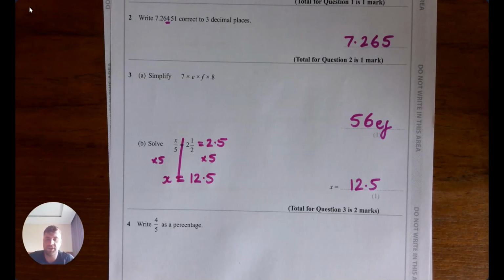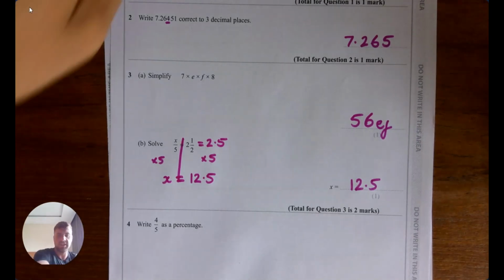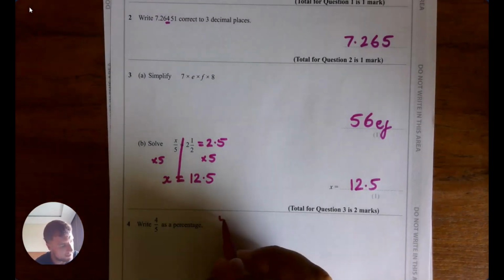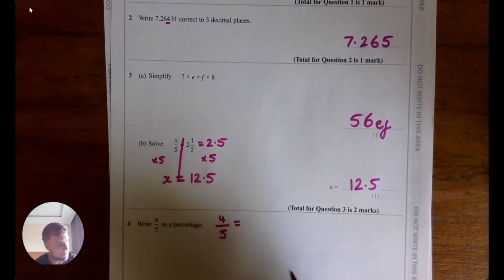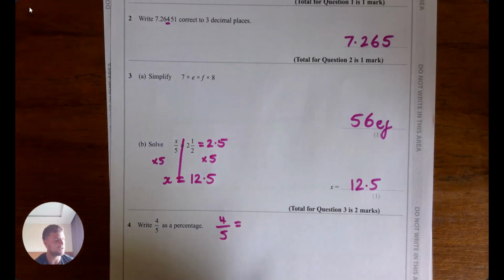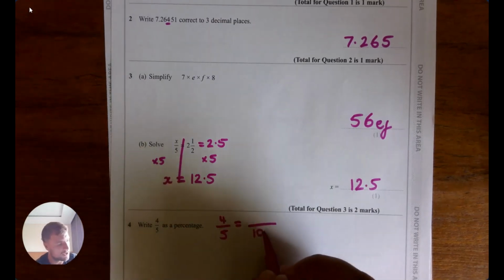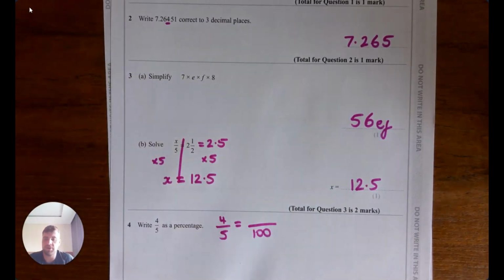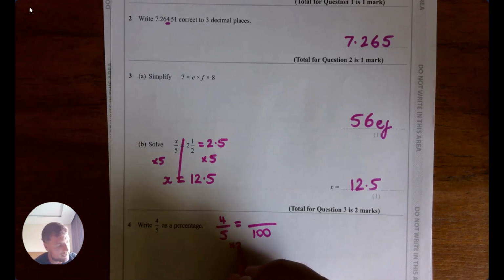And then the final question on this first page is write 4/5 as a percentage. Now, a percentage is out of 100. So the best thing to do if you're trying to convert a fraction to a percentage is to change the denominator to 100. It's 5 at the moment, so we've got to think about what do we multiply 5 by to turn it into 100. We're going to multiply it by 20.